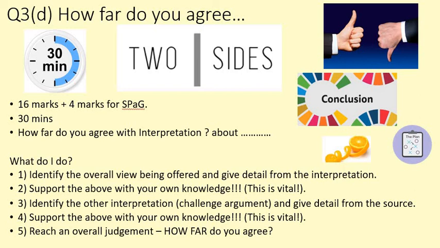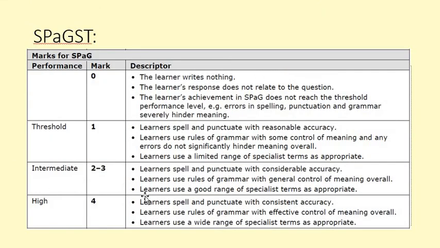You need to make sure you identify the overall view in both interpretations, quoting from them. You need to support the interpretations with your own knowledge. You must look at the alternative argument and the other interpretation, and again, support with your own knowledge. You then have to reach an overall judgment, outlining how far you agree with the interpretation outlined in the question. Just a reminder as well, you must focus on spelling, punctuation, grammar and specialist terminology, and you might want to pause the video here to read the mark scheme for this.